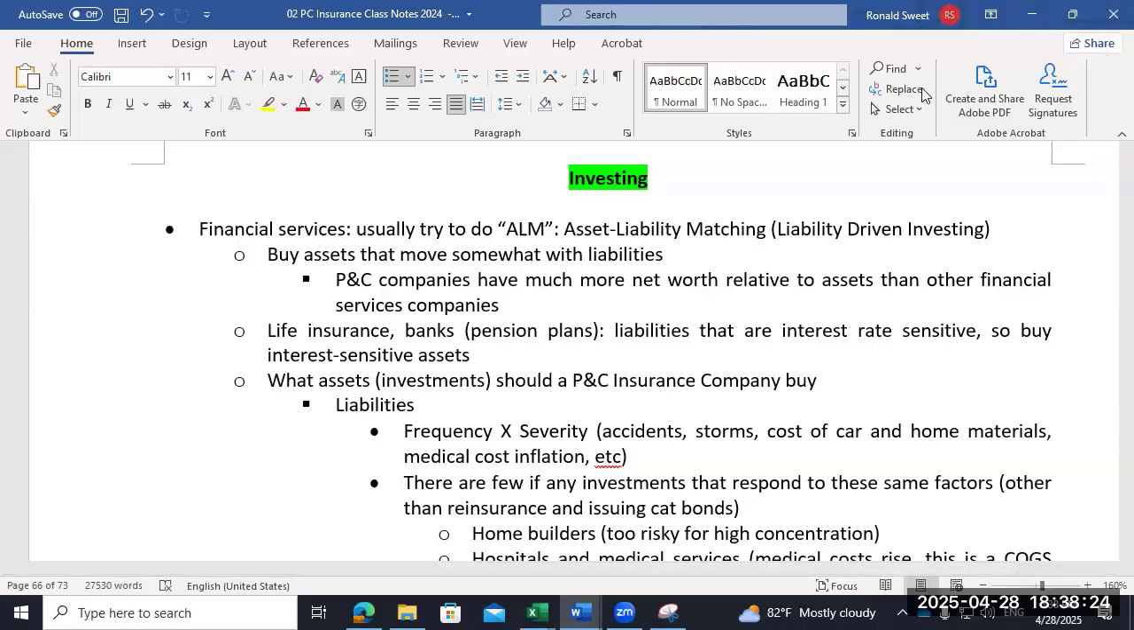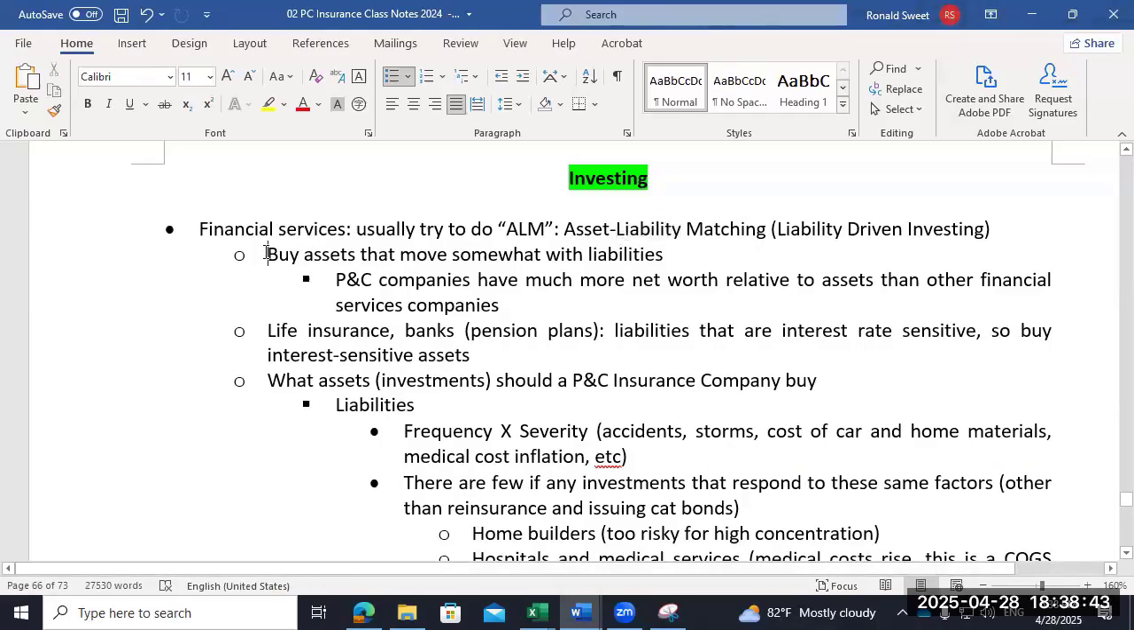Most financial services companies do asset liability matching, where you're trying to find assets that help offset the risk of liabilities. For life insurance, it's pretty straightforward. You buy corporate bonds, because all their liabilities are driven by interest rates. So you need assets that are driven by interest rates. Pretty straightforward.